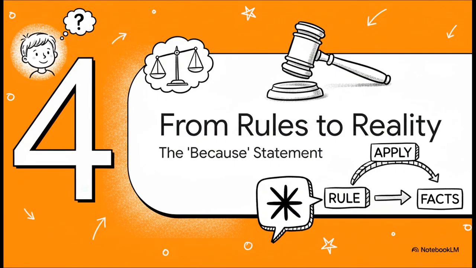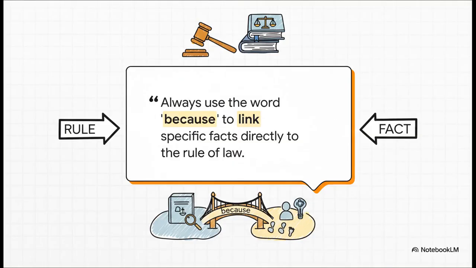Okay, so now we get to the application, where we analyze the facts. How do we connect that rule of substantial certainty to what our 5-year-old actually did? Well, I'm going to share a simple but incredibly powerful tip that lawyers use. It all comes down to one single word. And that word is because. Seriously, using because is the bridge in your analysis. It literally forces you to connect the rule directly to a specific fact from the story. You can't just say the rule is met, you have to prove it by explaining why, by saying the rule is met because of this specific fact.